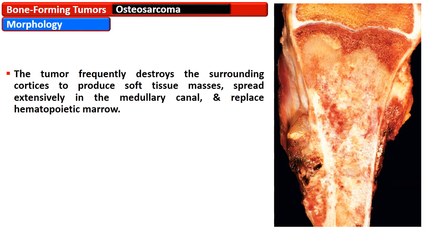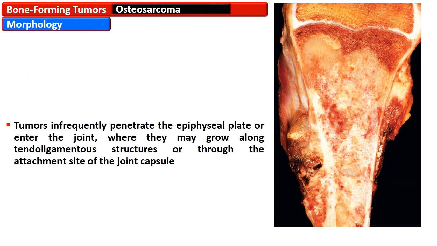Also, these lesions spread along the medullary cavity and replace marrow. This tumor can also penetrate the epiphyseal plate, though infrequently, and then enter the joint. They tend to grow along the tendons and ligaments.